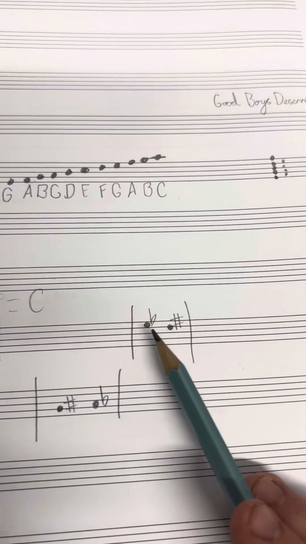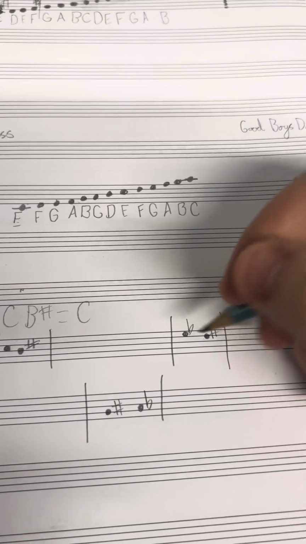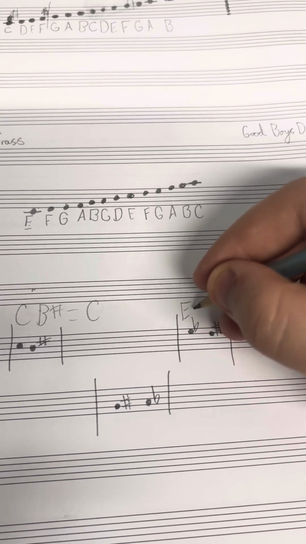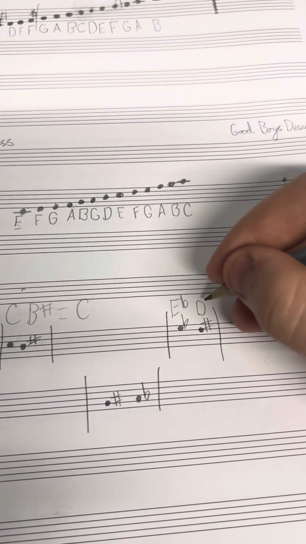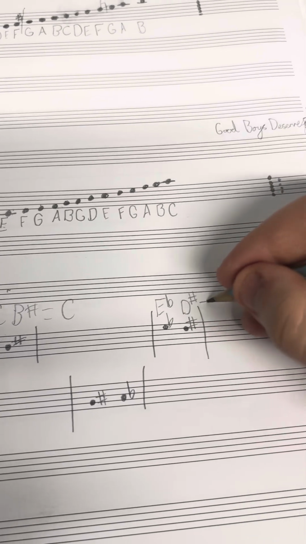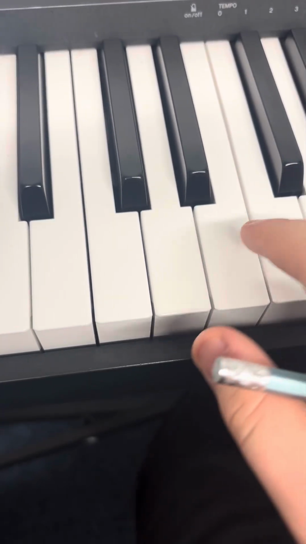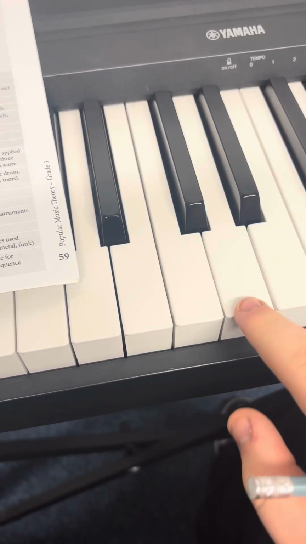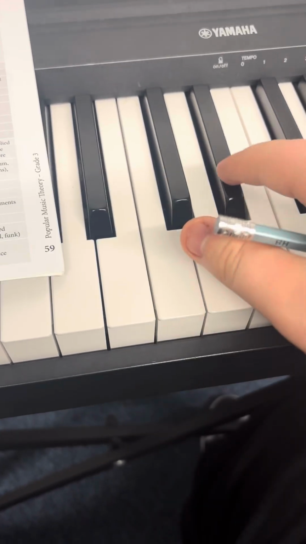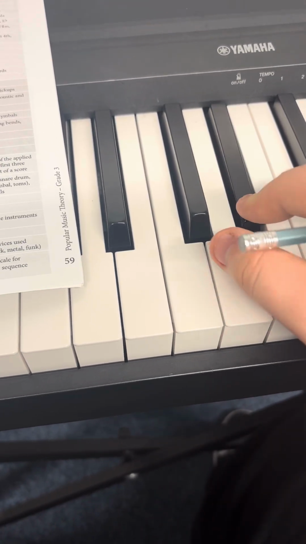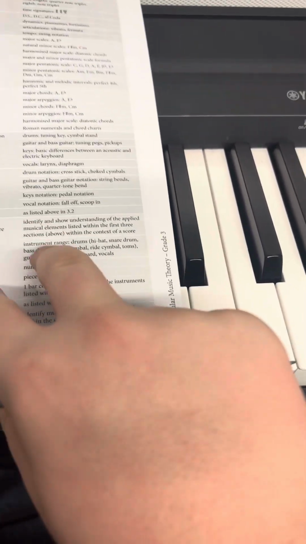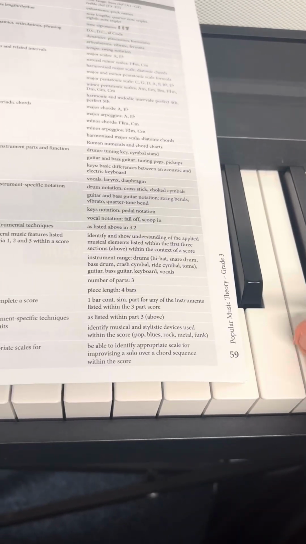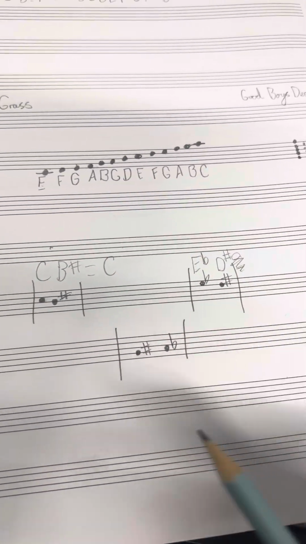Now for this one, we have an E flat and a D sharp. So let's write that down quick. E flat and D sharp. Let's go to the piano. E's here, and then E flat is there, and then D sharp is D here, and you put it up one semitone, and it's up to there. So they both equal the same note. So we won't put an equal sign there.